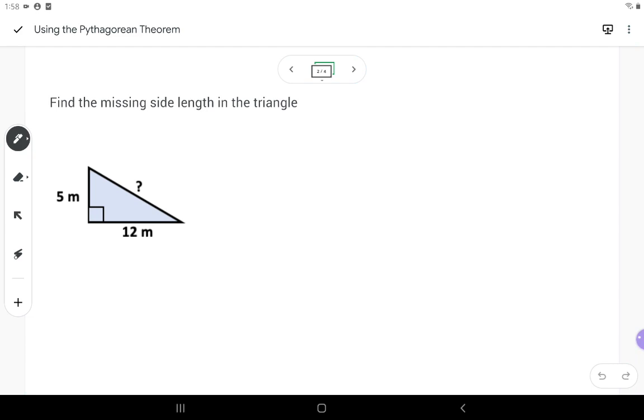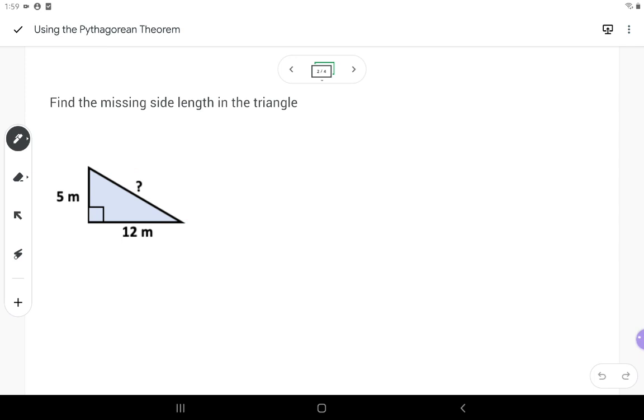So a question could look something like this. Find the missing length in the triangle. If we look at this triangle, we see we've got our 90-degree angle right here. I know that one of the legs is 5, the other leg is 12, and what I'm missing is the information about the hypotenuse. That's my missing side length.